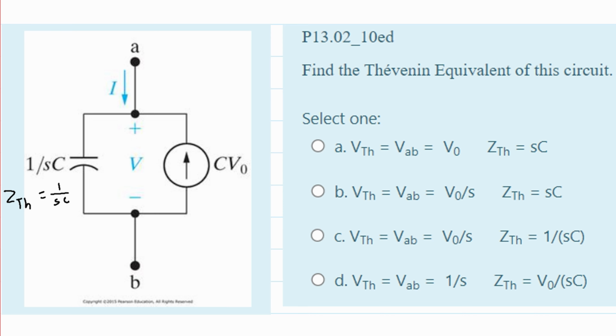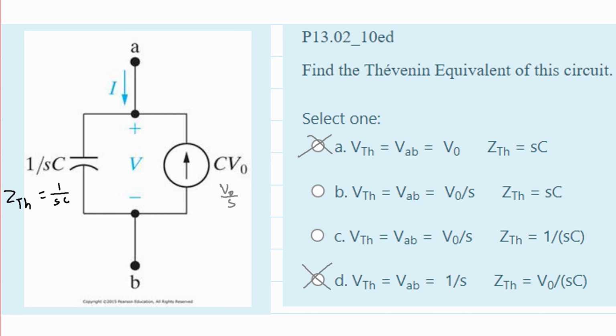Now let's look at the voltage. So we have C times V0. Well, V0 needs to be over S. And so the V_Th is equal to V_AB. This is this voltage, going across here. And this V_AB should be equal to V0 over S, as we have right here. So it cannot be this, and it cannot be this.